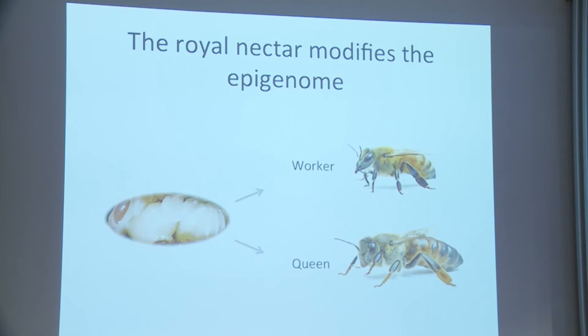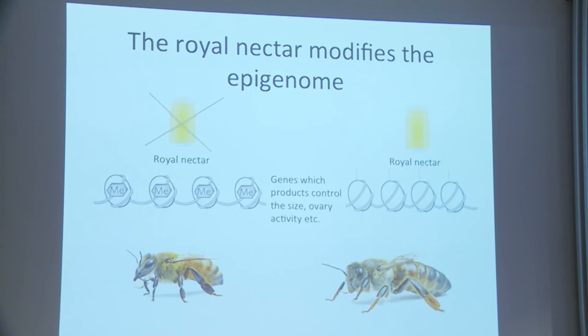At a more organism level, if we come back to the bee model, it's in fact an external signal, which is the royal nectar with which the queen is fed, which makes the whole difference between the worker and the queen. It is the fact that the queen is fed with this type of food which modifies the epigenome of the larvae and makes a queen. And it has been proven that some genes are methylated in the absence of royal nectar, and this will give a worker, whereas other genes will be activated by the royal nectar. And these genes control the size, reactivity, etc., of the future bee.